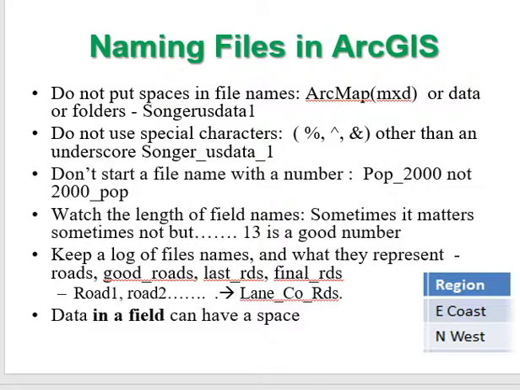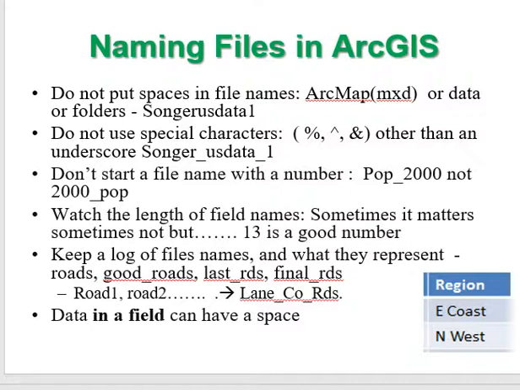You can't start a file name, and this used to be true. I know you can't start a field name with a number, and it used to be that you couldn't name a file with a number, so I don't do either. That may have changed, but it's just a good convention. So if I want to do 2000 population field, I do pop underscore 2000, and you probably don't even need the underscore. In raster data, the length is critical. You can't have long file names, and it's true with your field names.